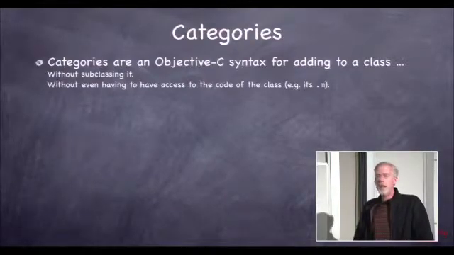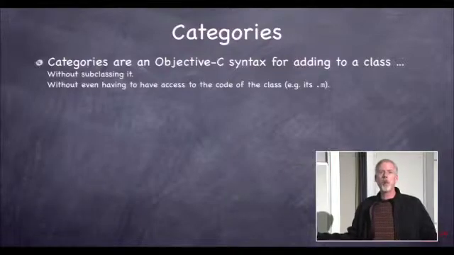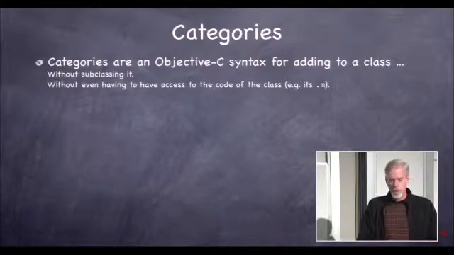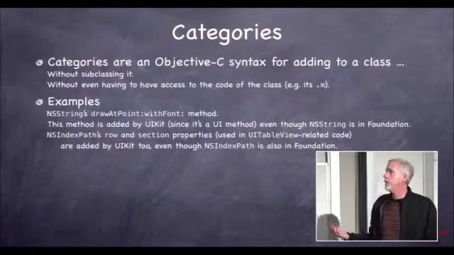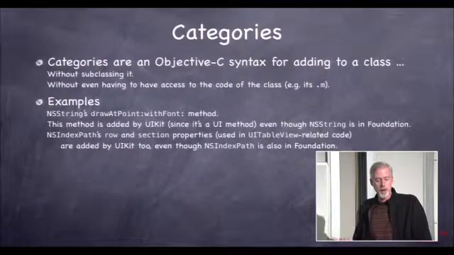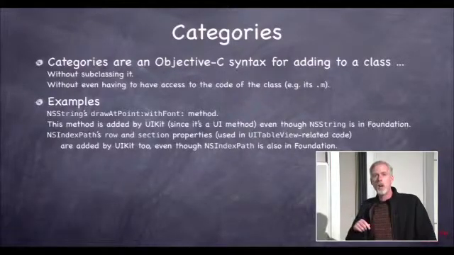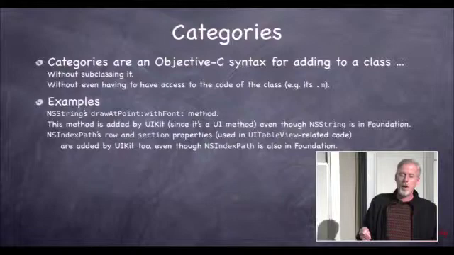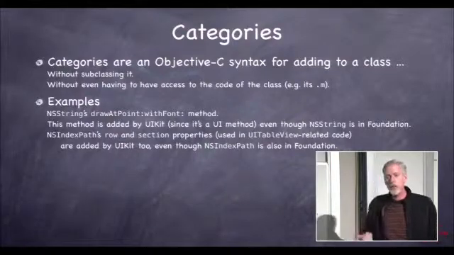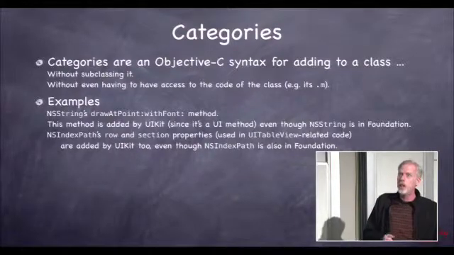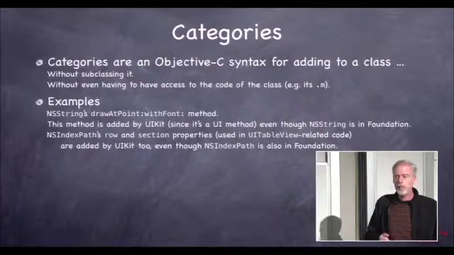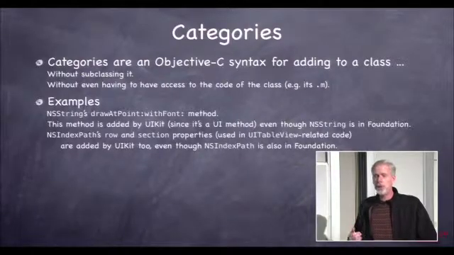So you can add methods to classes that you don't even have the source for, or that are in completely different frameworks. In fact, let's talk about a couple of examples that you have heard about already. One is NSString's draw at point with font method. If you remember back when I talked about how to draw text in your drawRect, I said, just send a message to NSString, draw at point with font. And I probably mentioned at that time, or if not, I'm sure you were thinking, what?